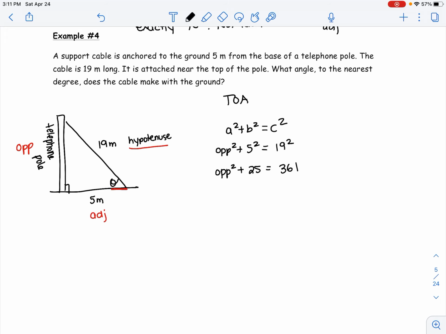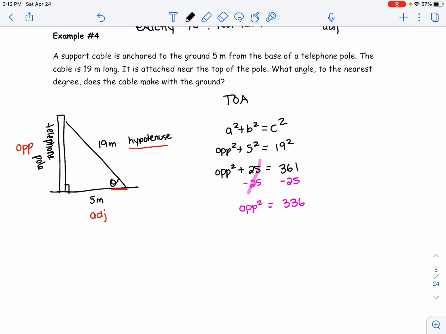Now, in order to get the opposite by itself, we have to isolate. We have to bring this 25 over to the other side by subtracting it. So we want these guys gone. So we want to get opposite by itself. So 361, we're subtracting 25 from it. 361 take away 25 is 336.